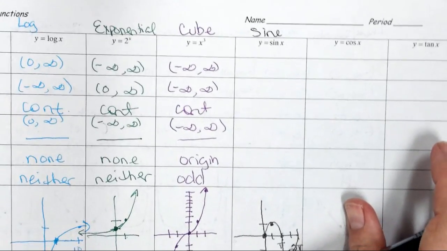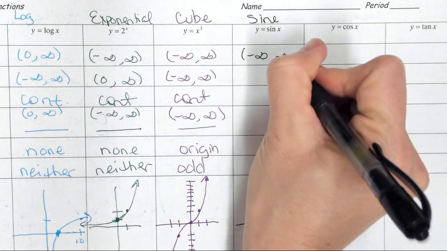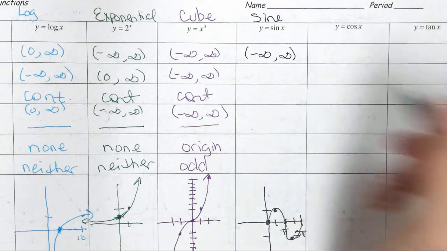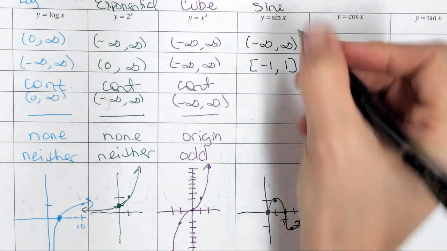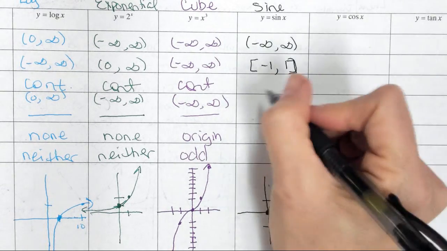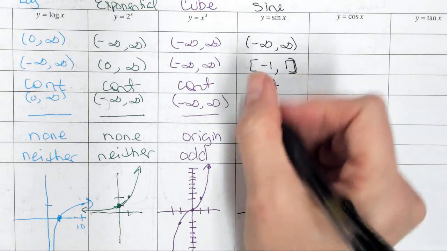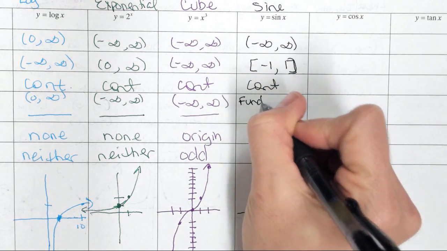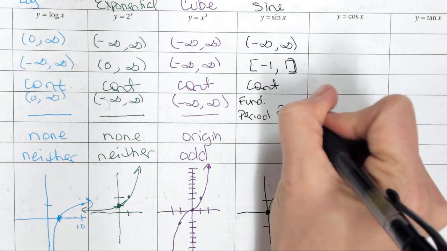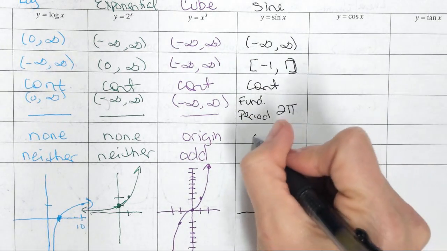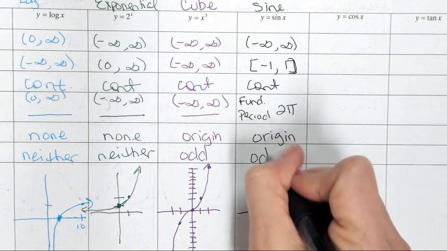Since it goes on forever in both directions, our domain goes from negative infinity to positive infinity. But our range only went from negative 1 to positive 1, inclusive. These are 2 brackets. It is continuous. We're not going to talk about the intervals of increasing and decreasing. We're going to talk about our fundamental period, and the fundamental period for sine is 2 pi. It's symmetric about the origin, so it's an odd function.